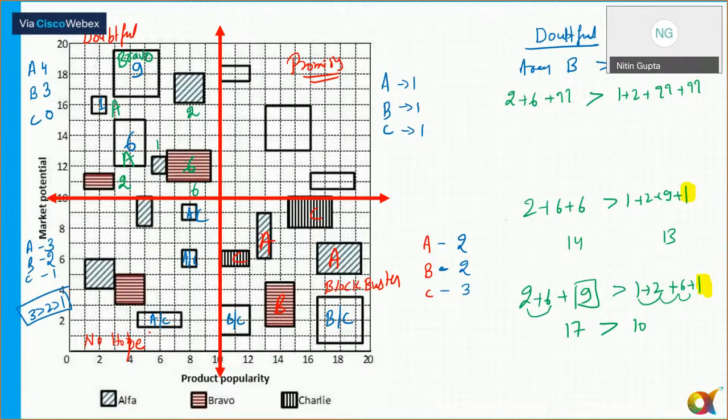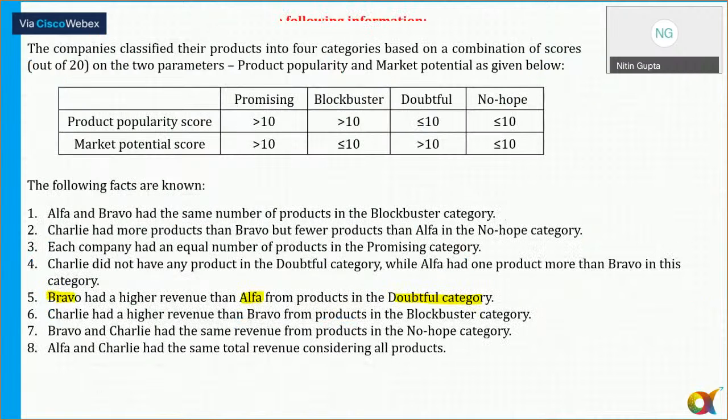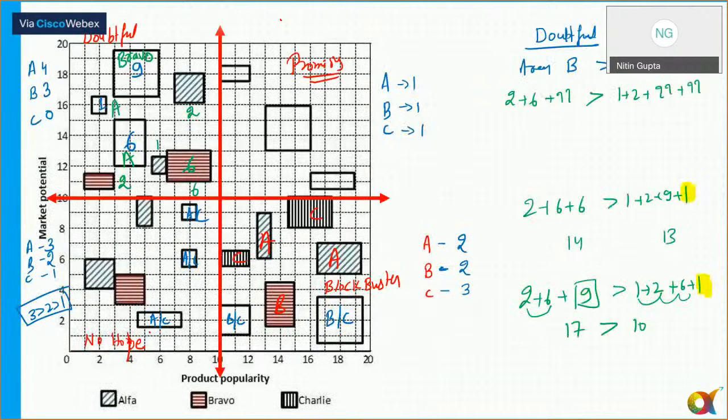And just a minute, is there any other condition? Area of Bravo is more than the area of Alpha here. So that is 2 plus 6, equal to 8. Area of the Bravo, that is 3 into 2, that is 6. And another area of the Bravo is equal to 2. 2 plus 6 is 8, and 8 plus 6 is 14. 1 plus 2 is 3, 3 plus 9 is 12, plus 1, 13. So it says Bravo had a higher revenue than Alpha from products in the doubtful category. So there are 2 possibilities here. So I'll say 1 definitely belongs to Alpha, and from the remaining 2, one of them will be Alpha and the other one will be Bravo here.